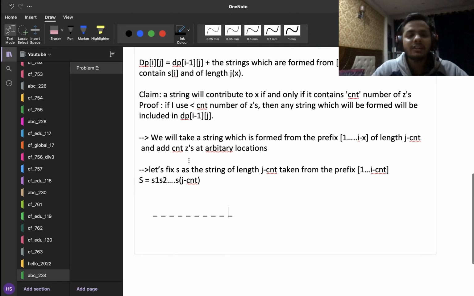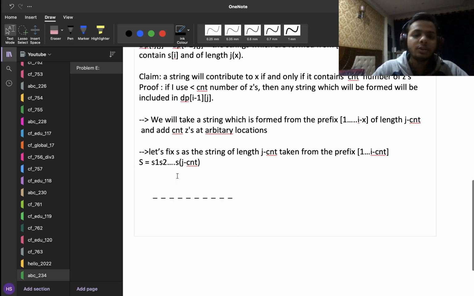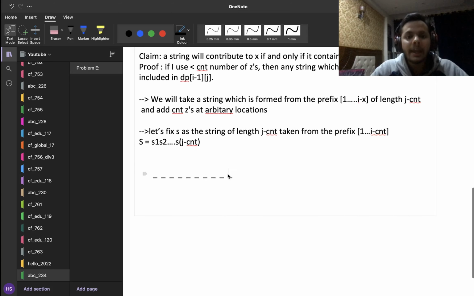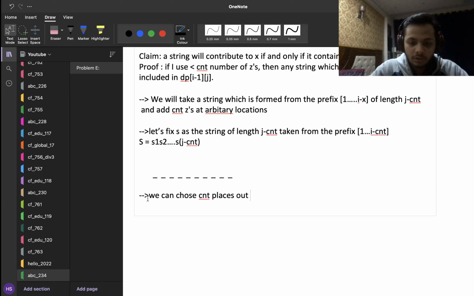So since I have fixed the string s, what I can do is choose any arbitrary count locations from these j locations and place my z's in those count locations. Once I have placed all the z's, there is only one way to place the remaining j minus count characters, which is in this order: s1, s2 up till s of j minus count, right? So basically we can choose count places out of these j places and then place all the z's in those count places.